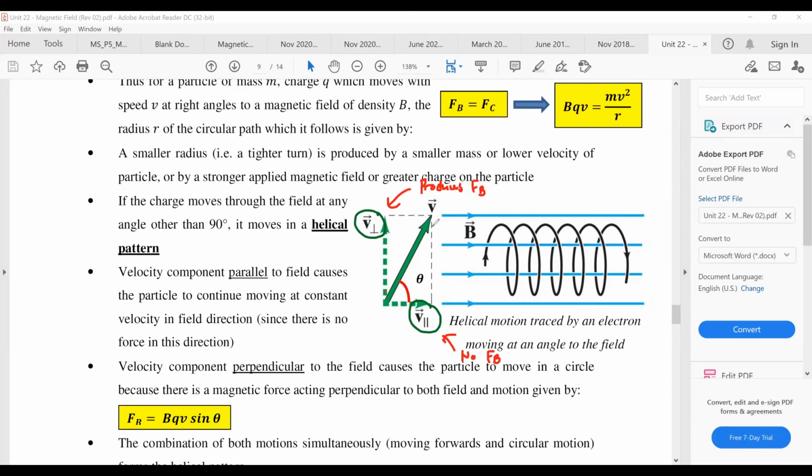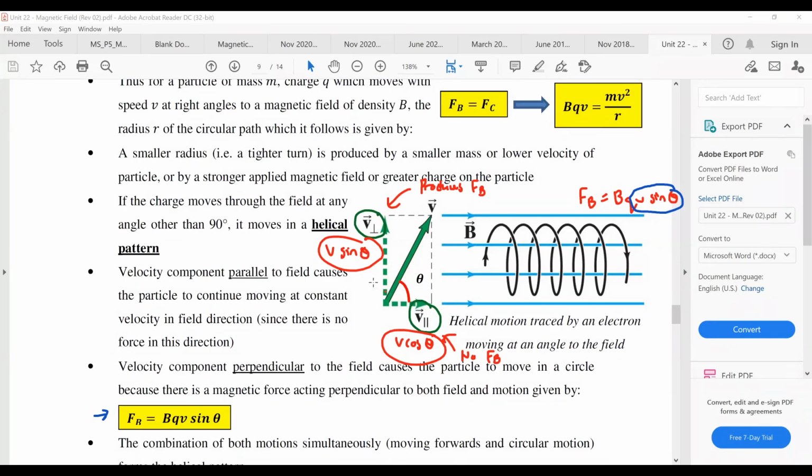Because when you do that, you're actually considering this velocity here. If you try to resolve this velocity, this one is actually v cos theta, and this one is actually v sine theta. So it is this component of velocity that actually produces your magnetic force. Your magnetic force becomes this expression, because you take the component of velocity perpendicular to the field. So the magnetic force acting on your charged particle is BQv sine theta.